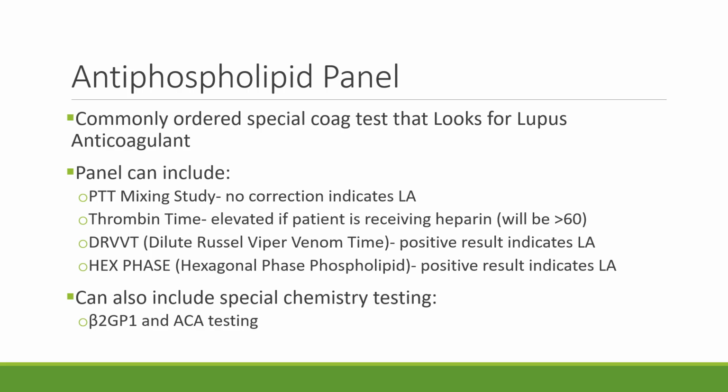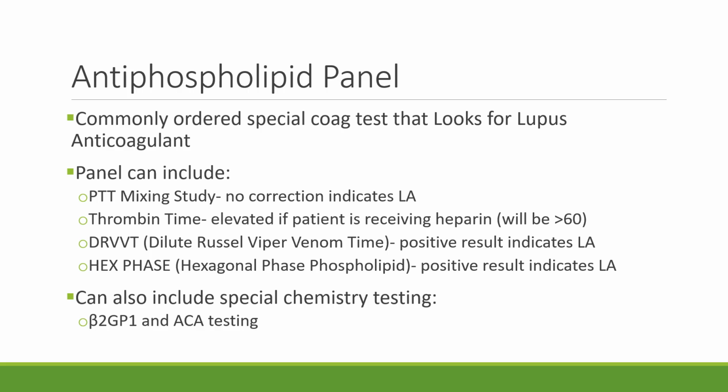Obviously, we're going to start out with a PT-PTT. If the PTT is prolonged, we might then have a PTT mixing study performed. And if we do that PTT mixing study and we have no correction, that would rule out any type of factor deficiency, but it could be indicative of a lupus antibody or lupus anticoagulant. Thrombin time is going to be elevated if patients are receiving heparin, so it's going to be usually over 60.